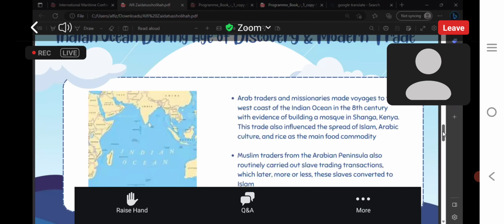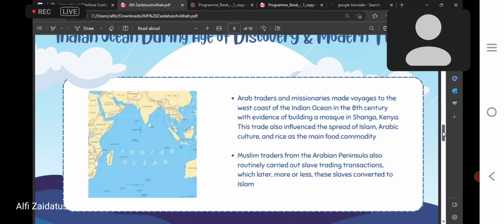Arab traders and missionaries made voyages to the west coast of the Indian Ocean in the 8th century, with evidence of a mosque built in Sanga, Kenya. This trade also influenced the spread of Islam, Arabic culture, and rice as the main food commodity. Apart from that, Muslim traders from the Arabian Peninsula also routinely carried out trading transactions, in which the slaves more or less converted to Islam. This transaction continued until the mid-to-late 19th century.